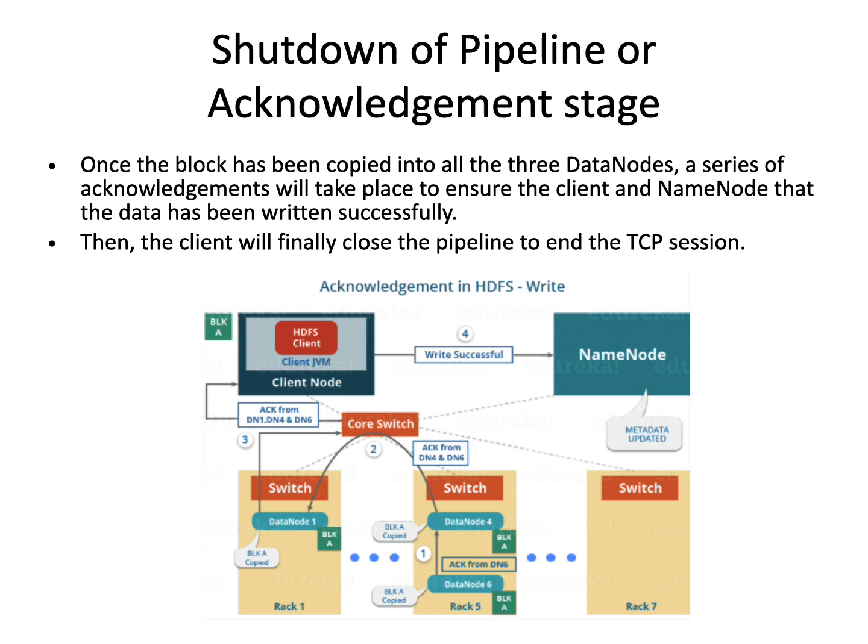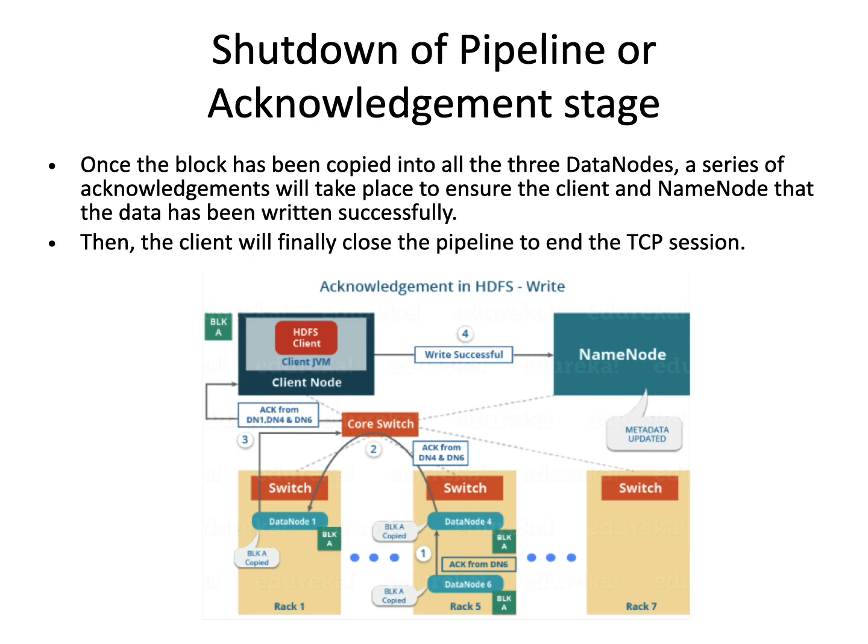And the client will inform the name node that the data has been written successfully, and the name node will update. Here we can see the name node will update its metadata, and the client will shut down the pipeline.